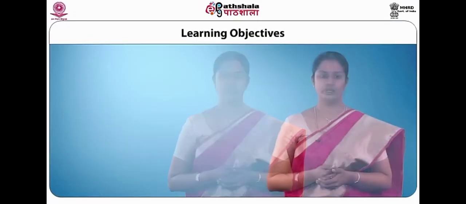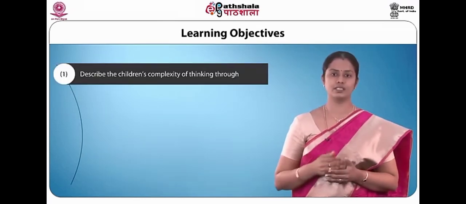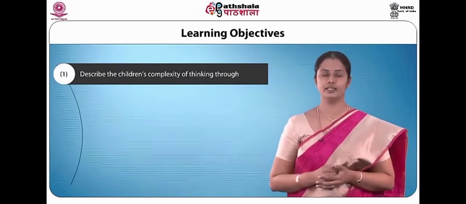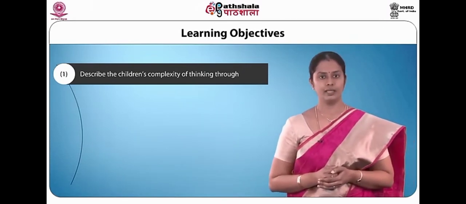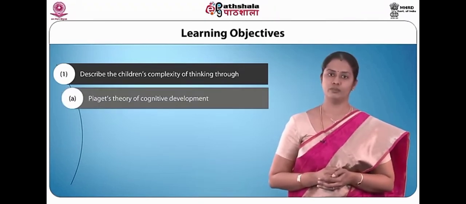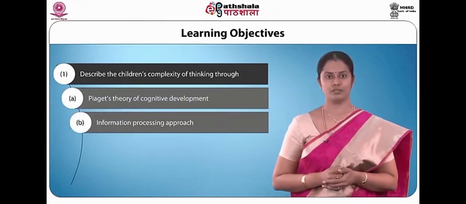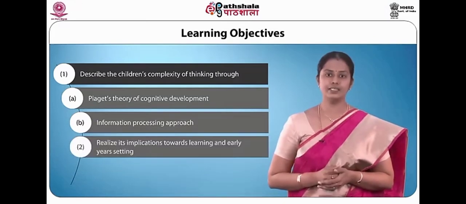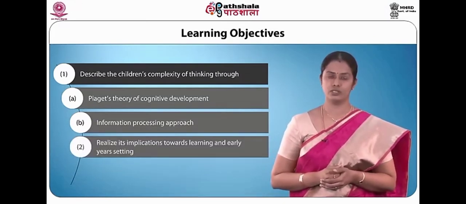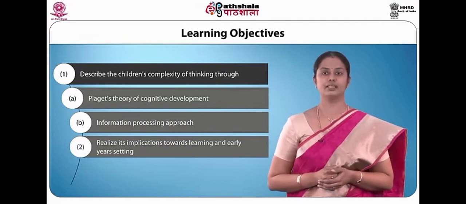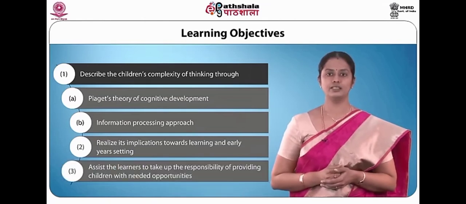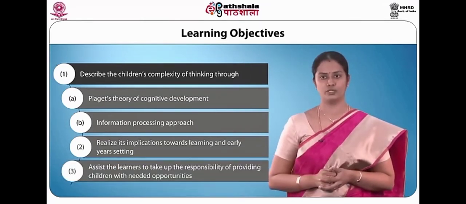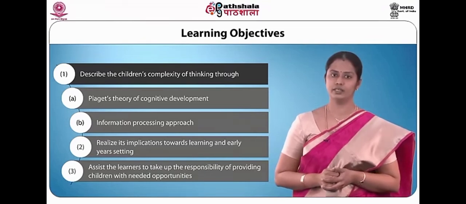At the end of this lesson, you will be able to describe the complexity of children's thinking during their early years as proposed by two major cognitive theories, namely Piaget's cognitive theory and the information processing approach, and realize the implication of these cognitive approaches towards learning and early settings in such a way that it could assist learners to take up the responsibility of providing children with needed opportunities.